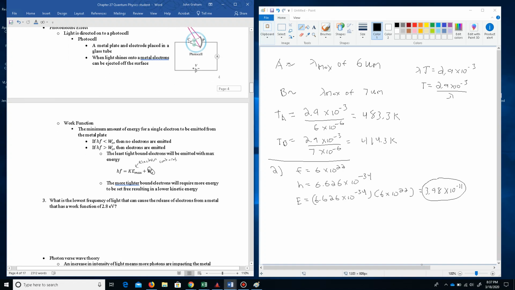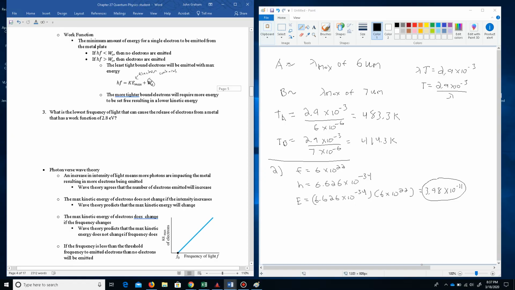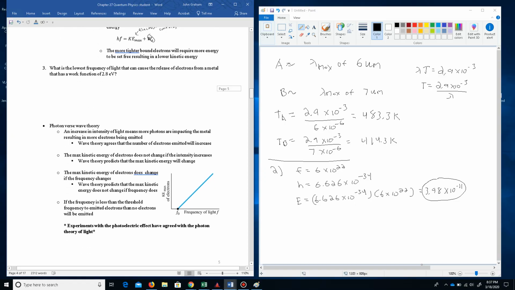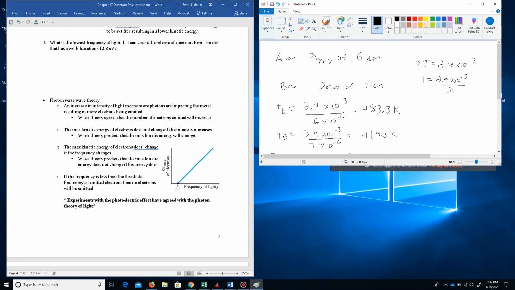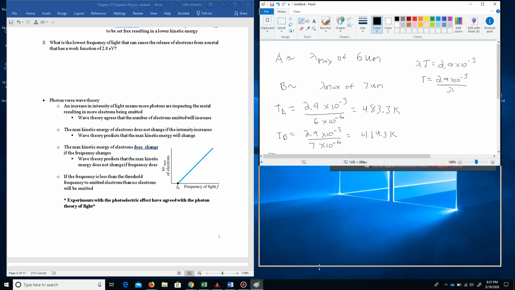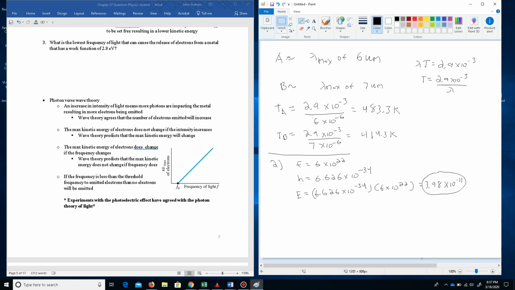Right, so let's look at this next example. I don't know why my thing does that. Jumps up. And I'll erase this.